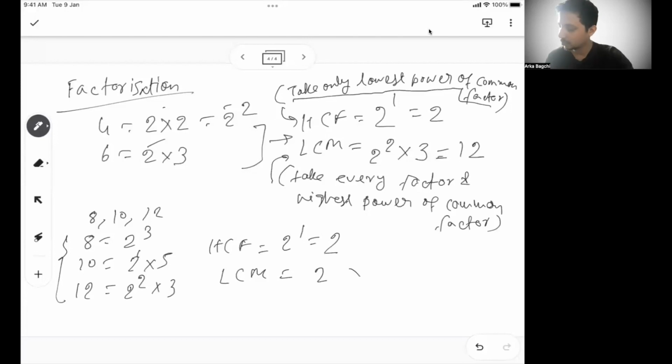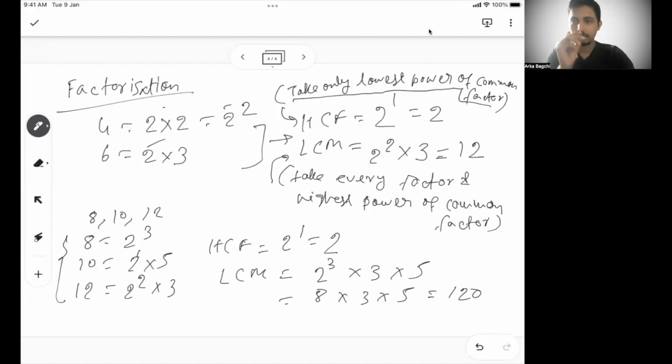The factors are 2, 3, and 5, and we take the highest power of the common factor. What is the highest power of the common factor? The common factor is 2. And what is the highest power of that? That is 3. So I will do 8 into 3 into 5, or 120.